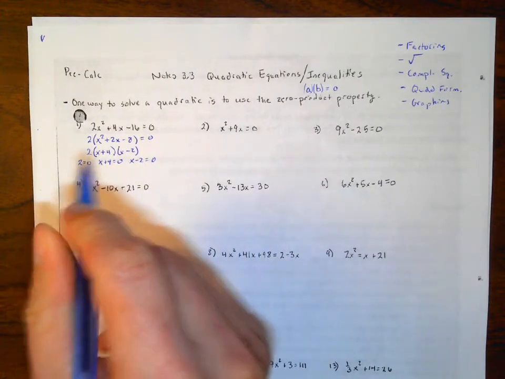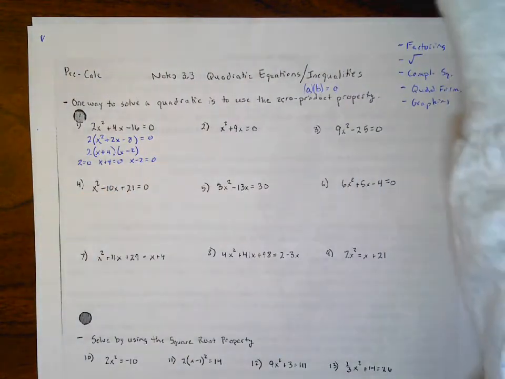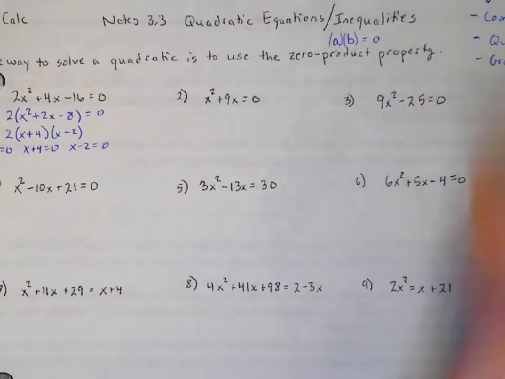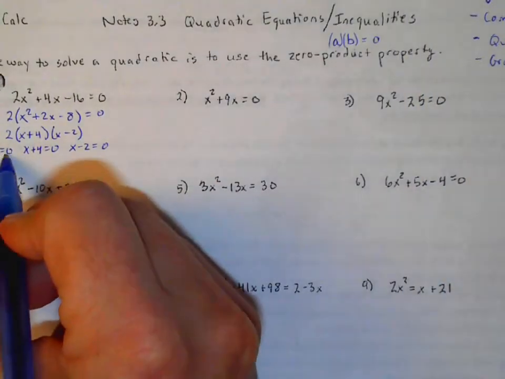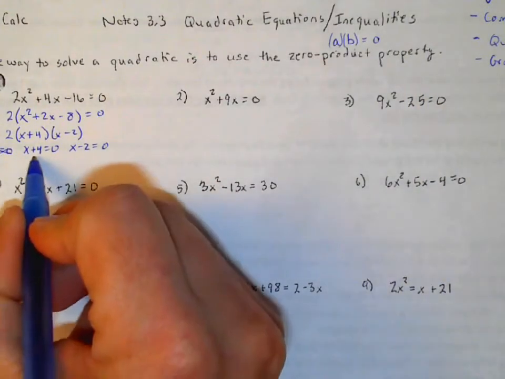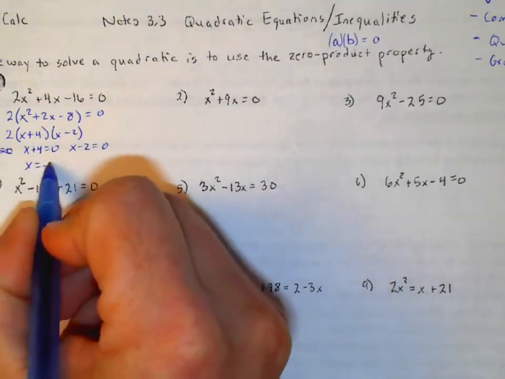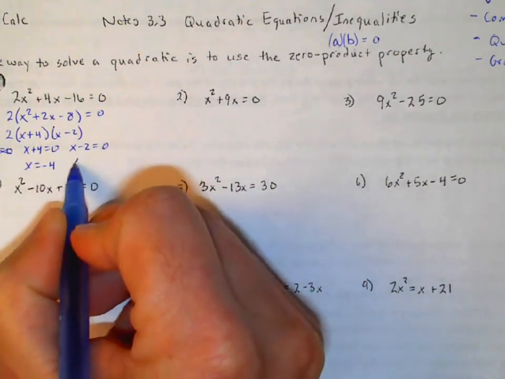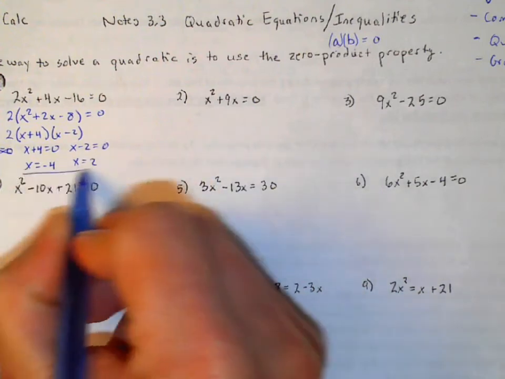Okay, now to solve it, we want to set each of our factors equal to 0. So when I set this equal to 0 here, I'll zoom in a little bit more so you can see. There's no x to solve for. It doesn't make any sense. We don't use it. Subtract your 4 to the other side, you get x equals negative 4. Add your 2 to the other side, you get x equals 2. And there you go. You solved it.